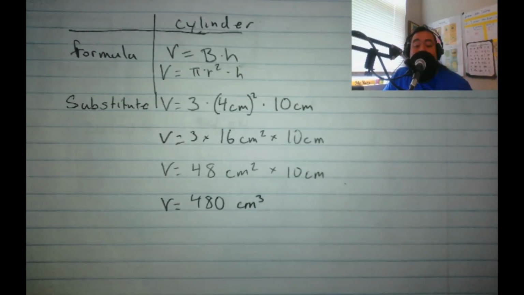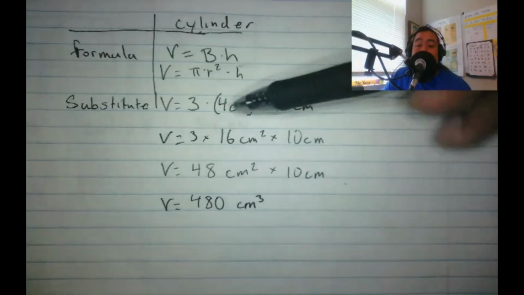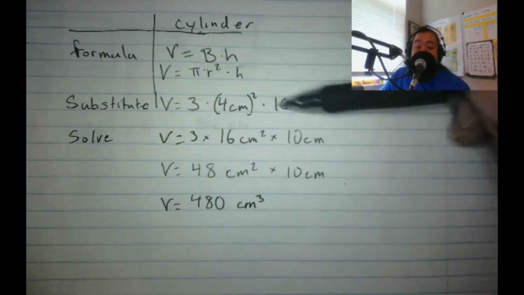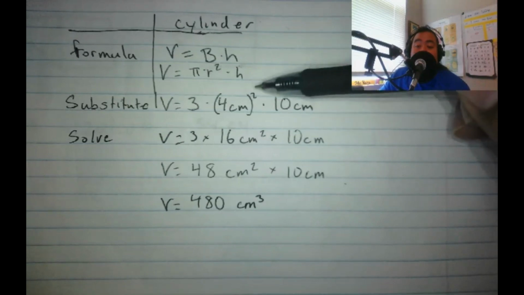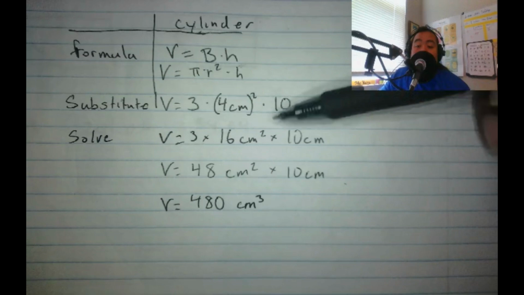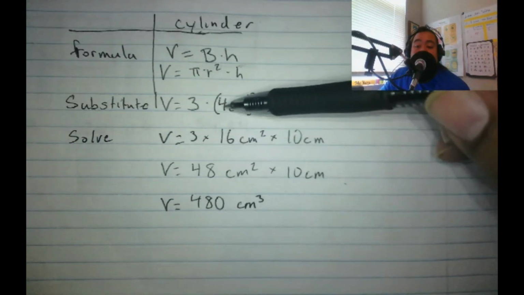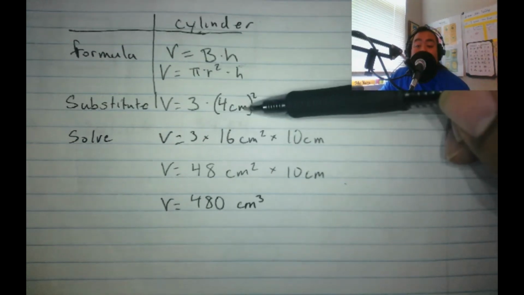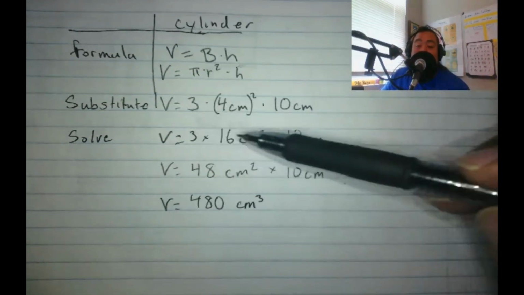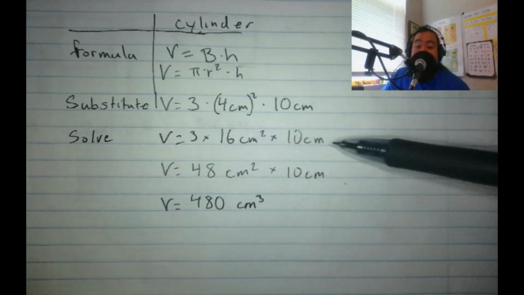Alright, so here I worked out the problem. We started with our formula, we substituted, and then our last step is we solved for our answer. After I substituted in those numbers, the first step I did is I had to do my exponent and get this 4 centimeters squared. So when I squared it, 4 times 4 equals 16, and centimeters times centimeters gives me centimeters squared. So now we have 3 times 16 centimeters squared times 10 centimeters.